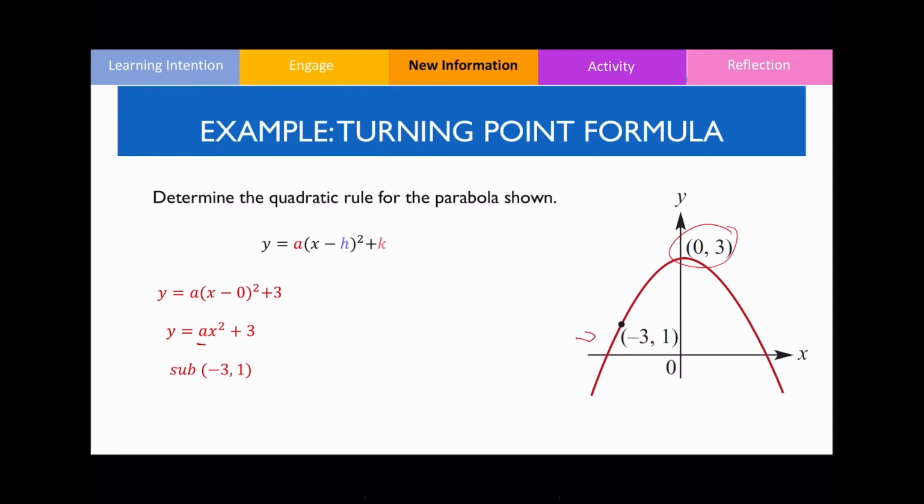So if you do this, then your equation will now look like this. Find out what -3 squared is, which in this case is equal to positive 9. Move 3 to the other side by subtracting 3. And therefore your equation would be 9a is equal to negative 2. Divide both sides by 9. a is therefore equal to negative 2 over 9. And just substitute the value of a back into this equation over here. And hence this would be the quadratic rule for this particular parabola.